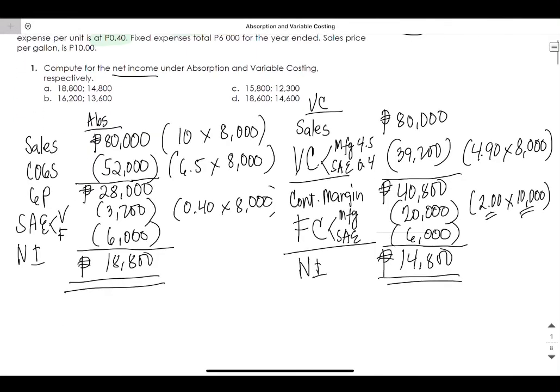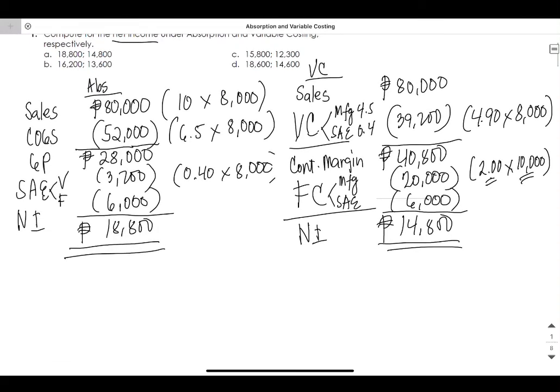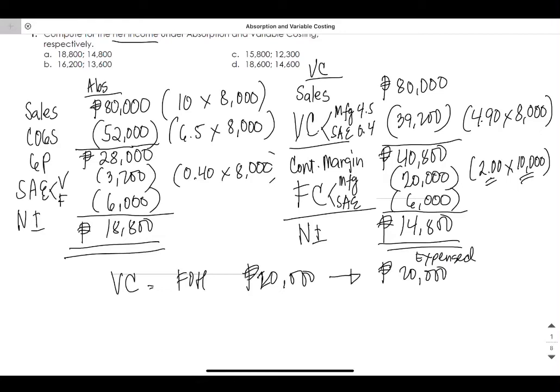So again, going back, it is like this. Under variable costing, the actual factory overhead cost, or the fixed factory overhead cost rather, is 20,000. Under variable costing method, this 20,000 will be expensed outright, meaning it will be presented in your income statement as expense, 20,000.